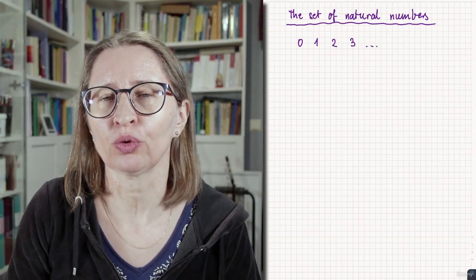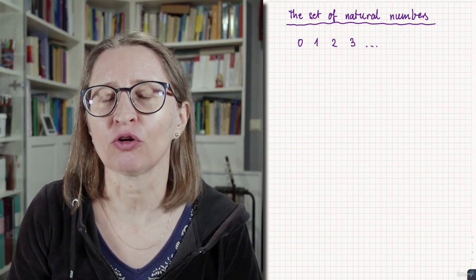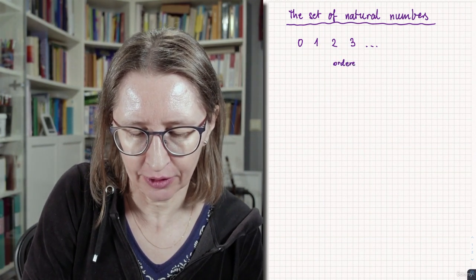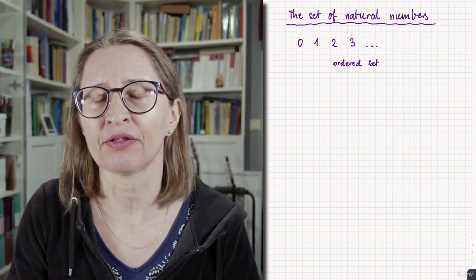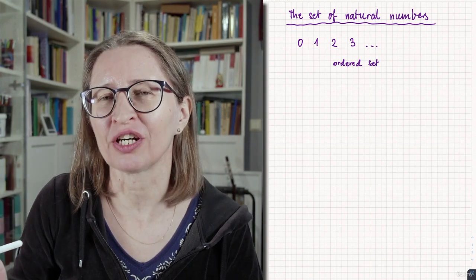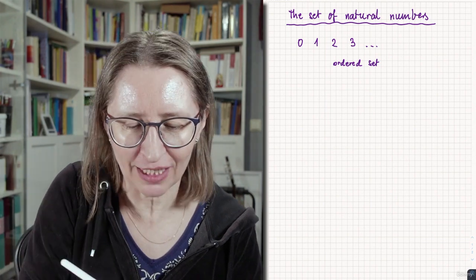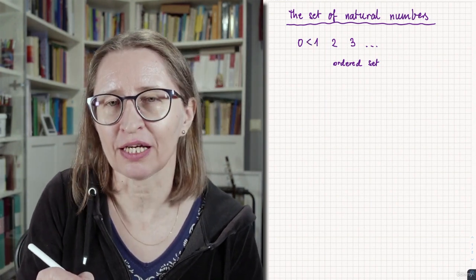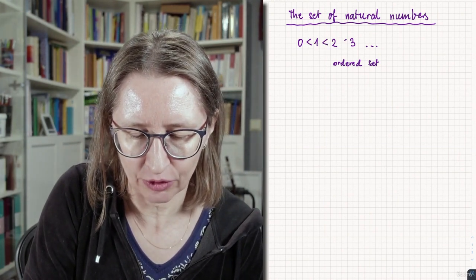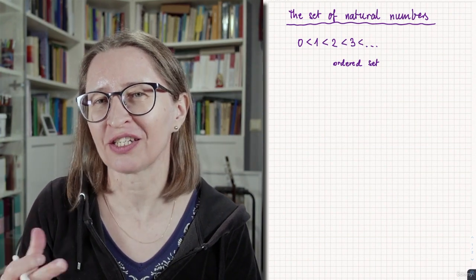So let's start by stating that the set of natural numbers contains numbers 0, 1, 2, 3, and so on. You know that there are infinitely many of them, and you know that the set of natural numbers is an ordered set. This means that you can put the natural numbers in some order. Usually we put them in increasing order, right? So we can write it using an inequality sign. So 0 is less than 1, 1 is less than 2, and so on and so on. So this is the meaning of the word ordered set.